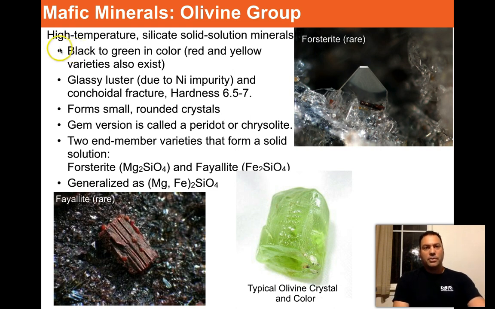What is an olivine mineral? Well, it's a high temperature silicate solid solution mineral. They tend to be black to green in color. Red and yellow varieties also exist. I've seen both. I've seen them almost a goldish yellow color. They're fantastically beautiful when that happens. They usually have a glassy luster.